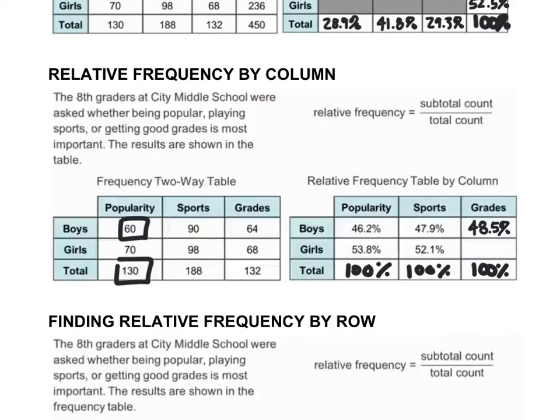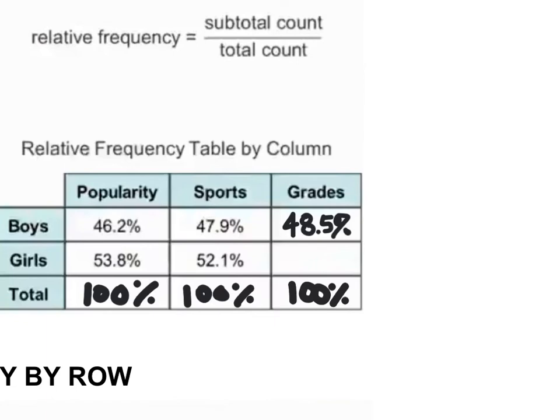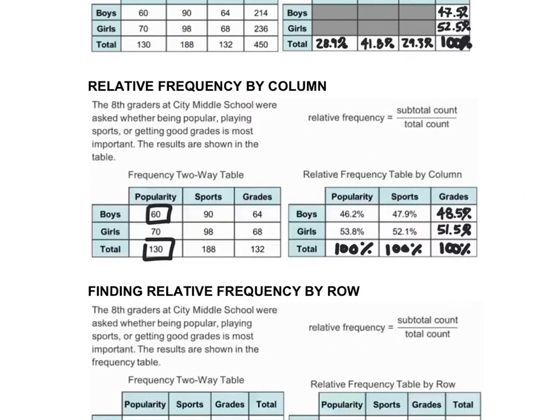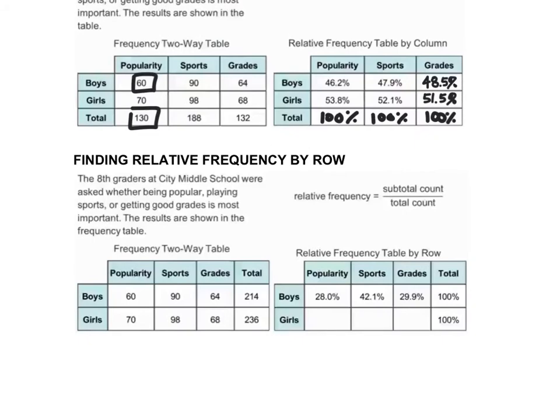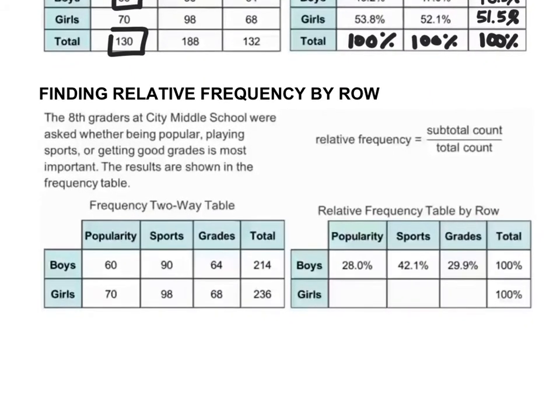That's going to be 51.5%. And that's all we want to do to fill out that column. Now the next thing we want to do is figure out the rows. So we can do finding relative frequency by the row. Same problem, but in this scenario, we're taking the frequency and finding 28%, 42.1, and 29% by taking 60 divided by 214, taking 90 divided by 214, and 64 divided by 214, respectively. That's how we get these.